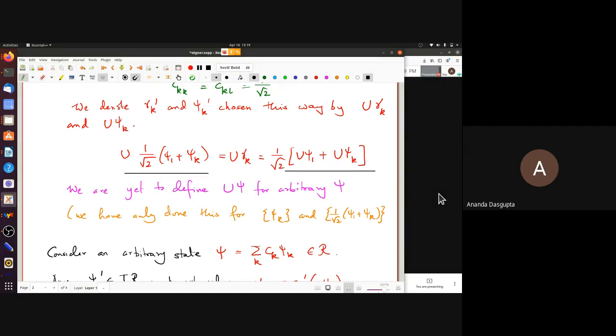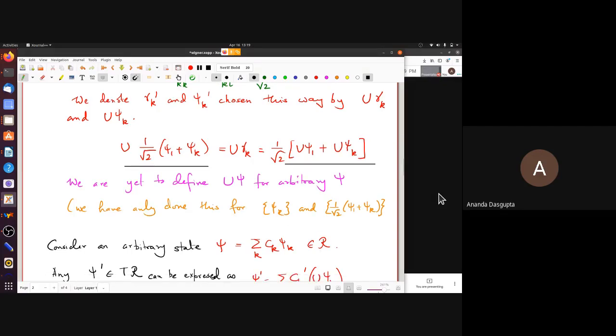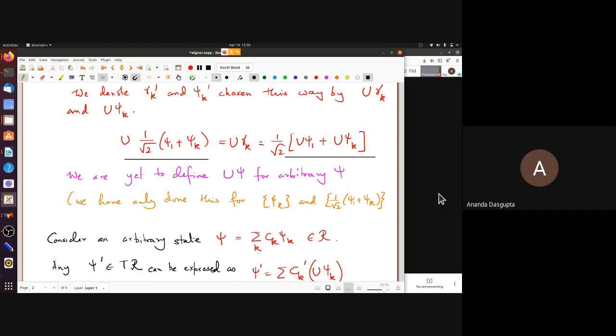In addition to that, we know what it does to U gamma k. That is U gamma 2, U gamma 3, U gamma 4. We know how much that is. Okay. Now, in order to be able to say what U does to all vectors, I have to start with an arbitrary ket psi, some arbitrary sum of ck psi k, and from that, ask what U does to that. Okay.